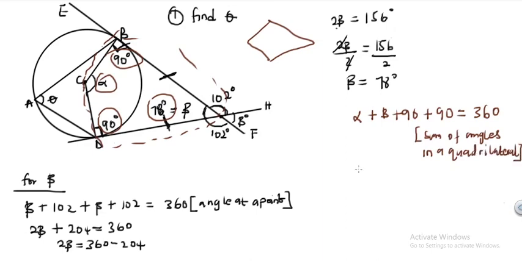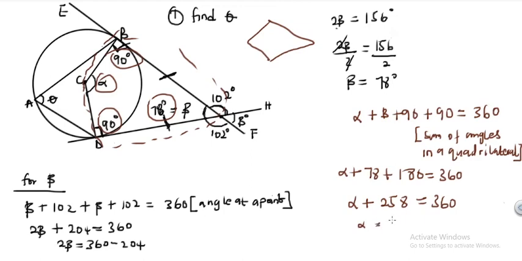So from here, what that simply tells us is that we have alpha plus, now beta here is 78 degrees, so this will be 78 plus 90 plus 90 is 180 degrees, equal to 360 degrees. Now 78 plus 180 is 258, equal to 360 degrees. If we make alpha the subject of the formula, we move 258 to the other side. So we have alpha is equal to 360 minus 258, which is equal to 102 degrees. So that means the angle alpha here is equal to 102 degrees.